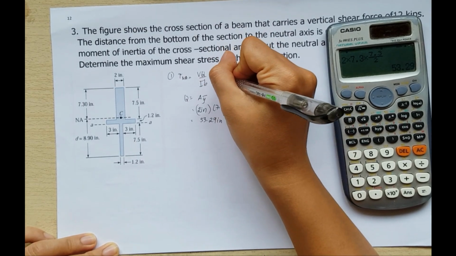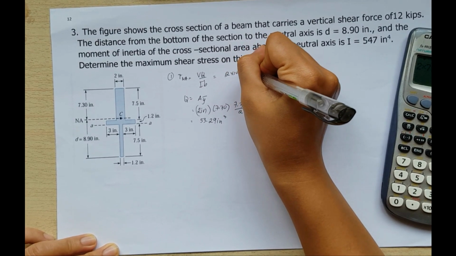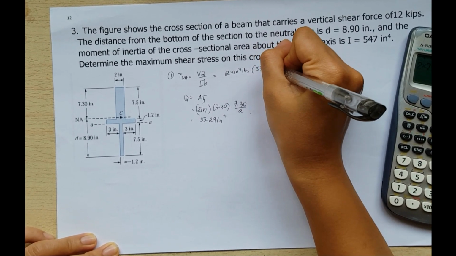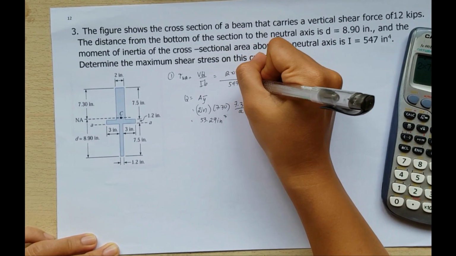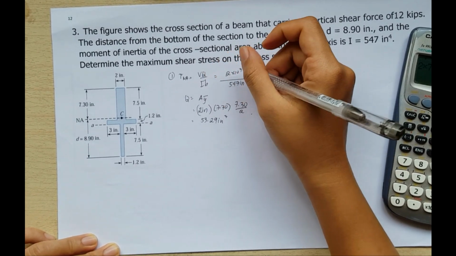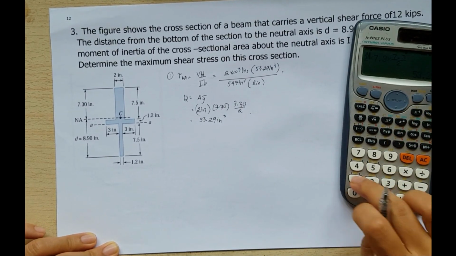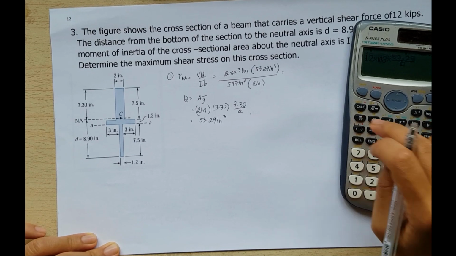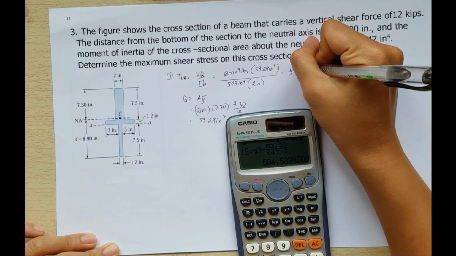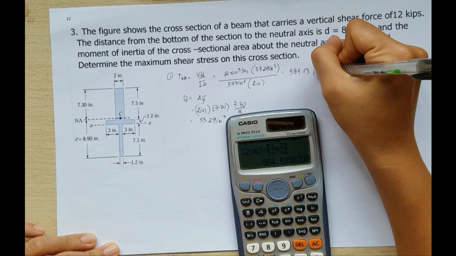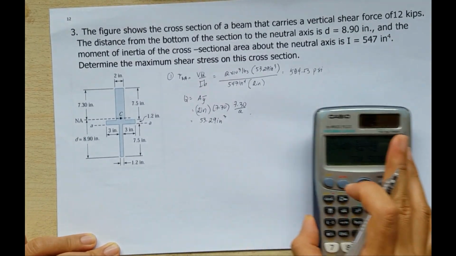Therefore, the shear stress is equal to, our shear force is 12 kips, or 12 times 10 raised to 3 pounds multiplied by 53.29 inches raised to 3 all over the moment of inertia, which is 547 inches raised to 4 multiplied by the width, which is equal to 2 inches. So it is equal to 584.53 pounds per inches squared. So this is the first assumption of the maximum shear stress.